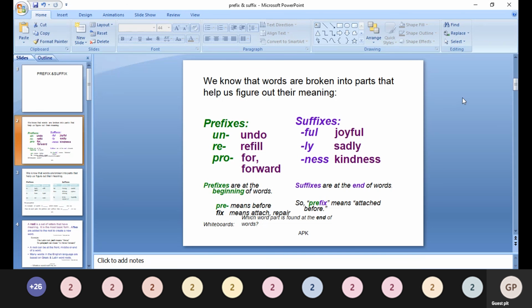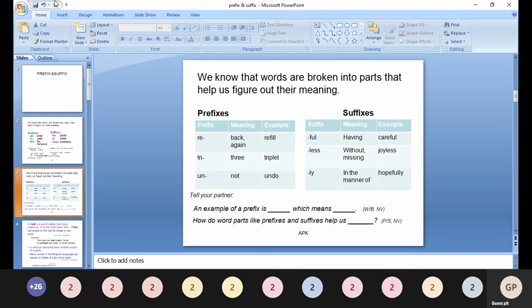See, for example, un means, you know, undo. Okay, something that you remove. Refill. Pro means for. Okay, now the suffix: full, joyful; ly, sadly; ness, kindness. Okay, so using the prefix and the suffix also, you try to figure out the meaning of the word. See now, what is the meaning? Back, again. Try, you know, try is three.